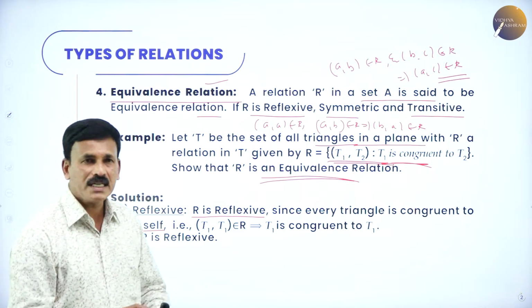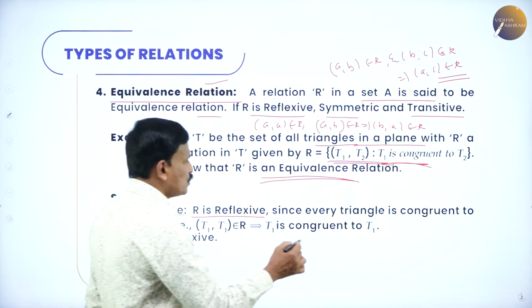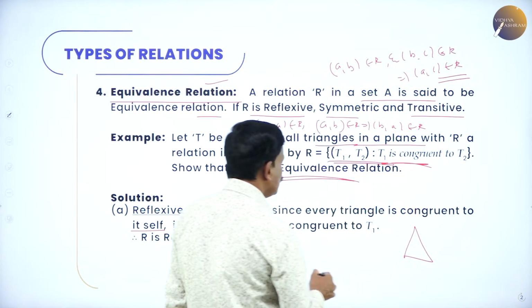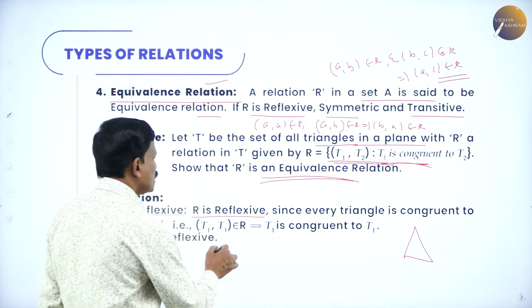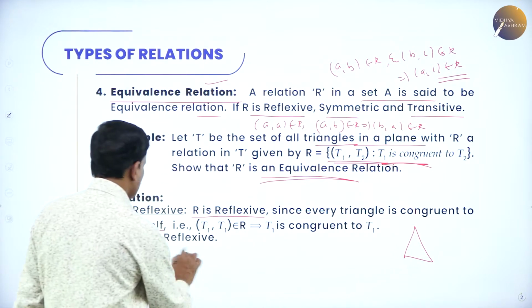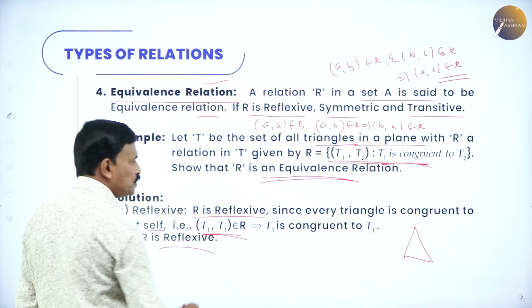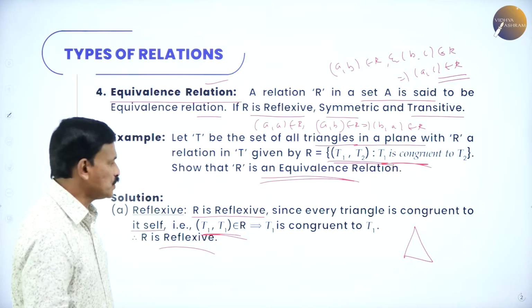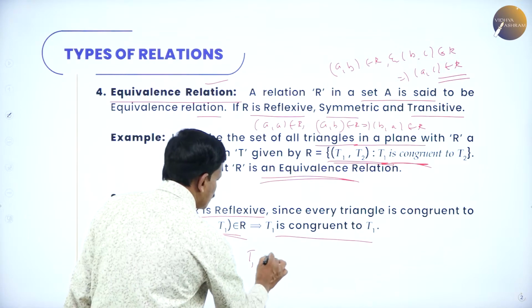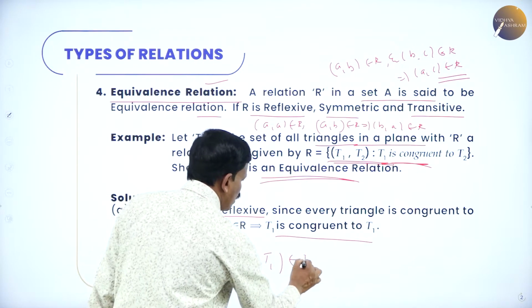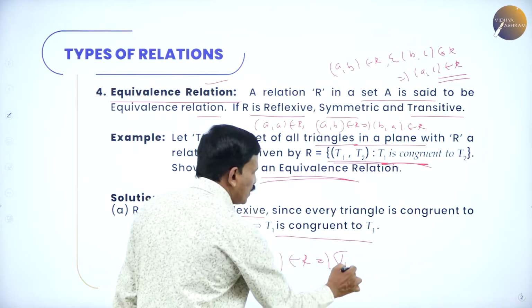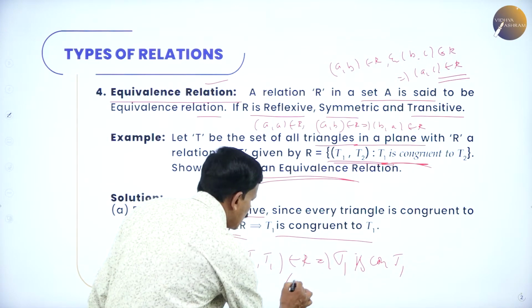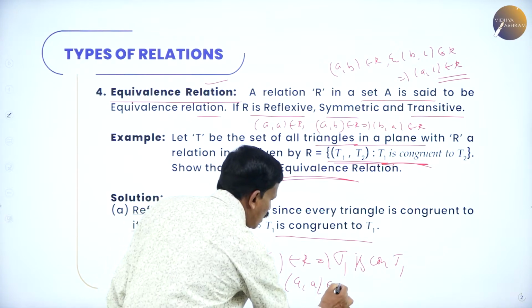So every triangle is congruent to itself. Any triangle, every triangle is congruent to itself. Therefore, this is a reflexive relation. That means (T1, T2) belongs to R implies T1 is congruent to T2. That is, (T1, T1) belongs to R implies T1 is congruent to T1. That is, (A, A) belongs to R.